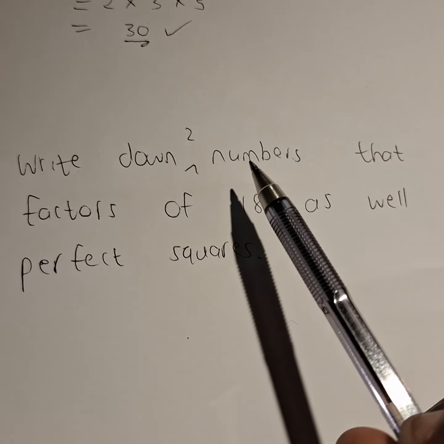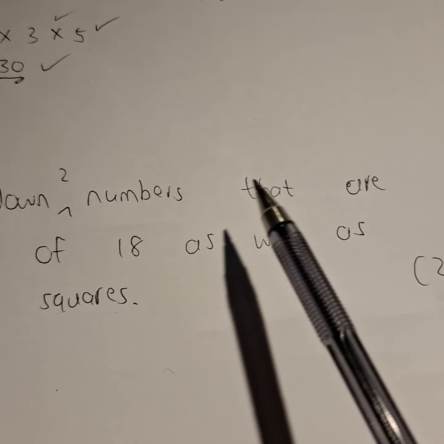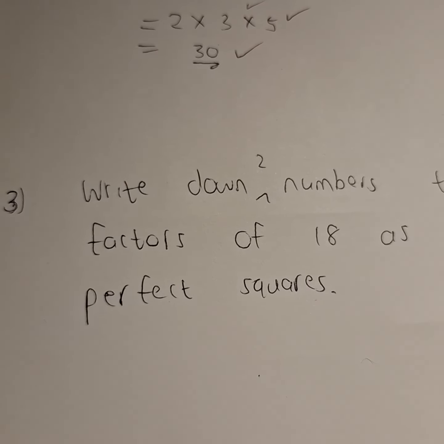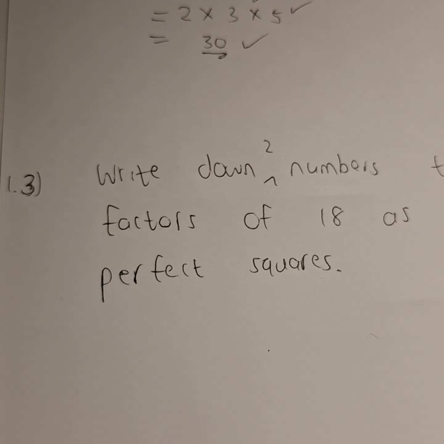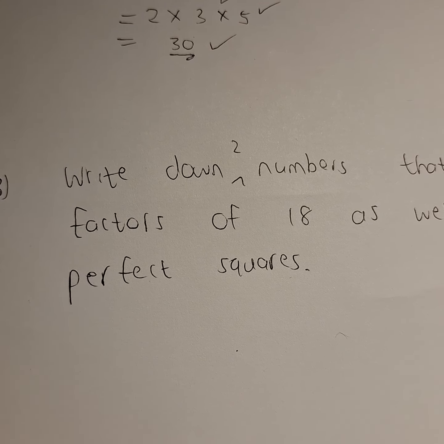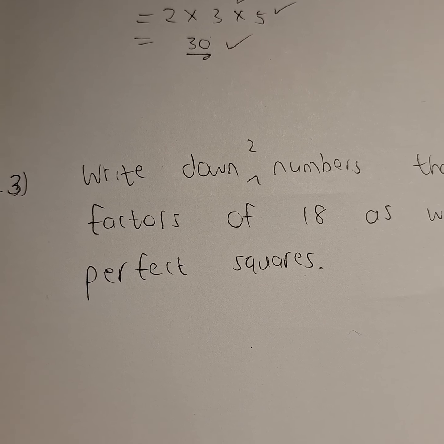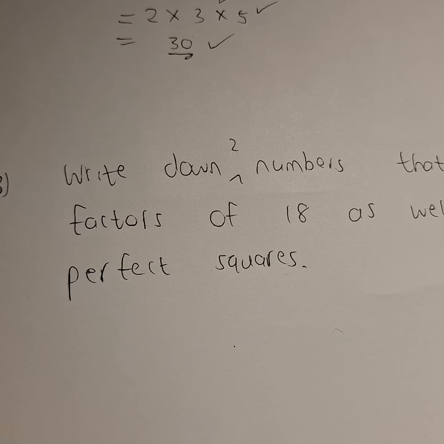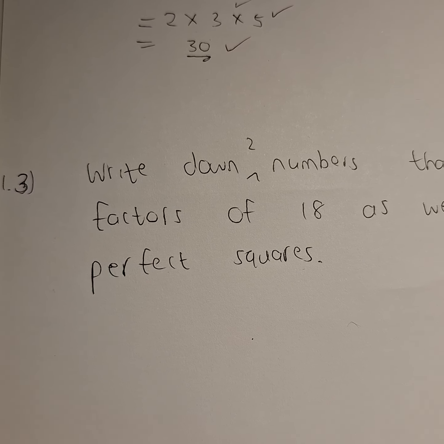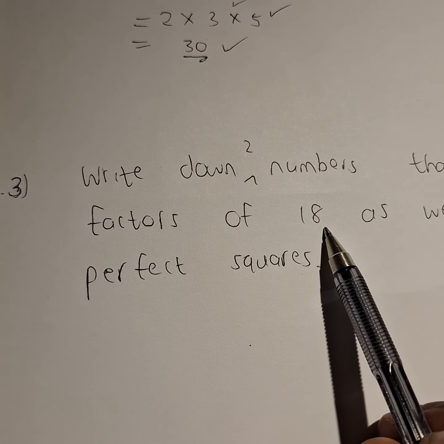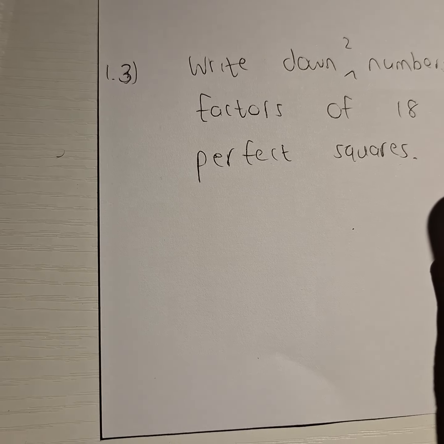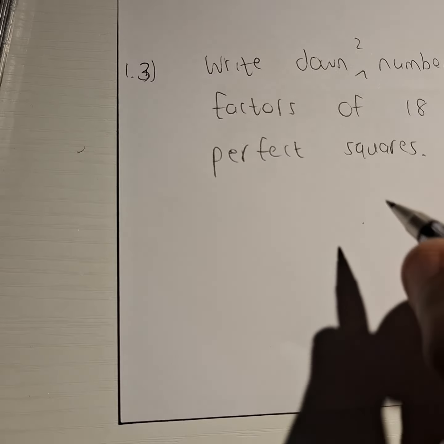Now, let's unpack the question. Write down 2 numbers that are what? Factors. What are factors? Factors are numbers that go into another number without leaving a remainder. Those are numbers that go into the other number. We say they are divisible. So the question says write down 2 numbers that are factors of 18 as well as perfect squares.